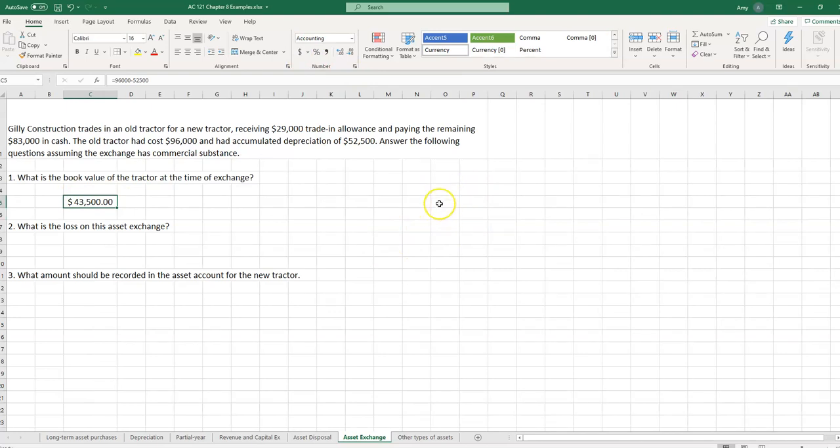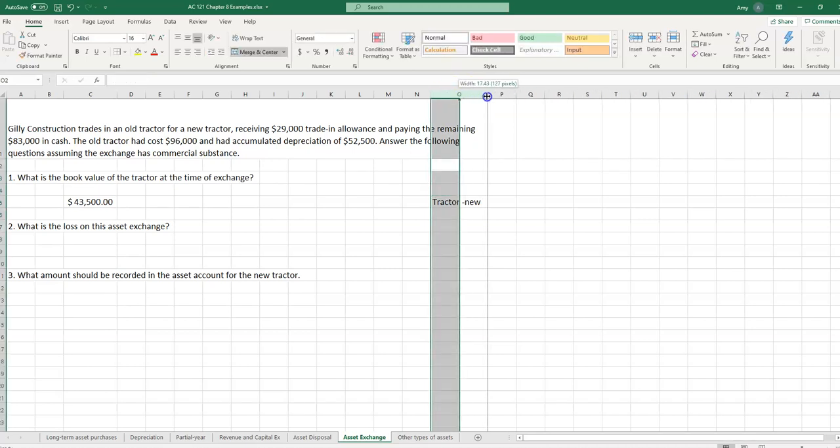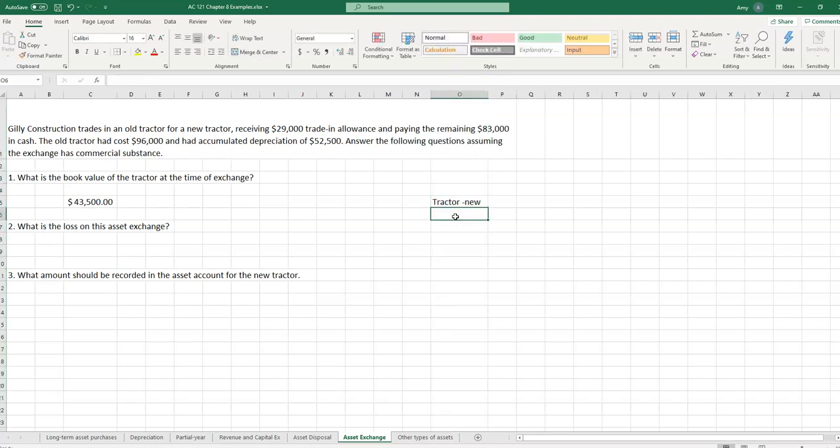The next two questions are easier to answer if we have a journal entry. So things that happen in this journal entry. One, we receive a new piece of equipment. So we're going to debit a tractor account to put that tractor on the books. We also need to remove the accumulated depreciation of the old tractor, and we need to remove the old tractor from our records. And we paid some cash out.